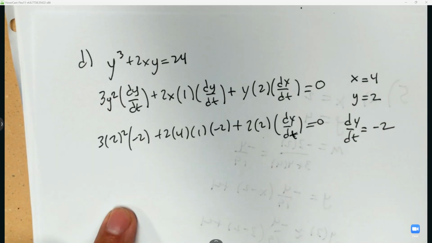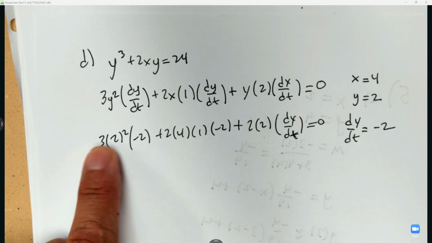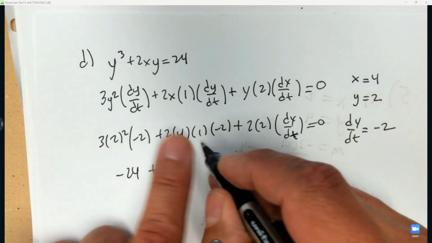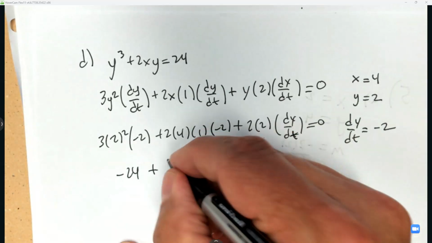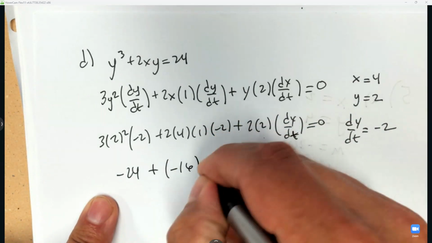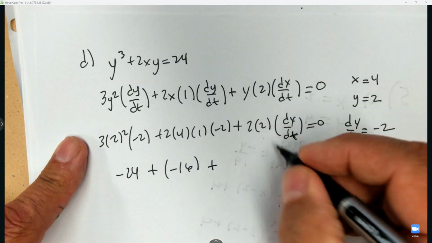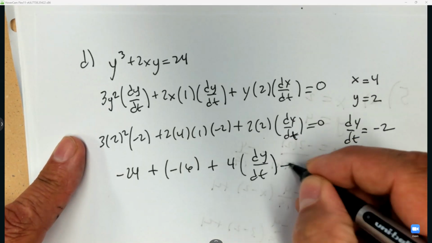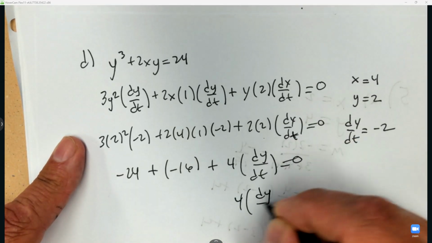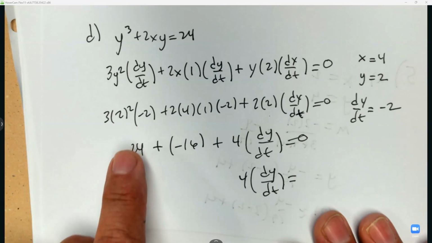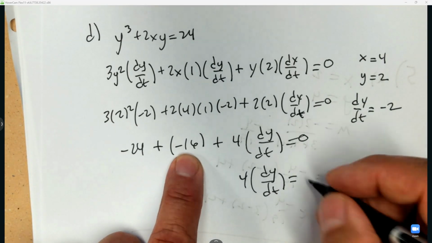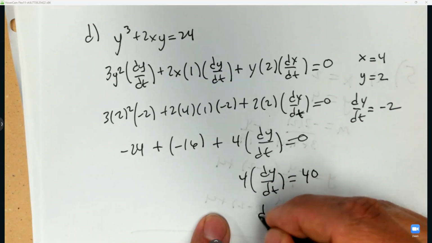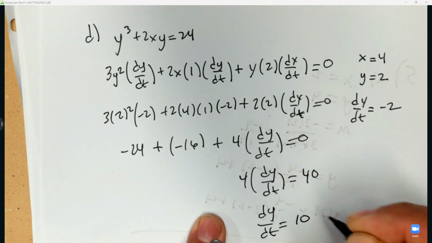And I'm going to solve it. So 2 squared times 3, that's 4 times 3 is 12, times negative 2, that's negative 24. This is 8 times negative 2, that's negative 16. And then here we have 2 times 2, that's 4. So adding this up, that's negative 40. So I'm going to add it to the other side. So that's negative 40. Add, so now it's 40. Divide by 4, and you have your answer.